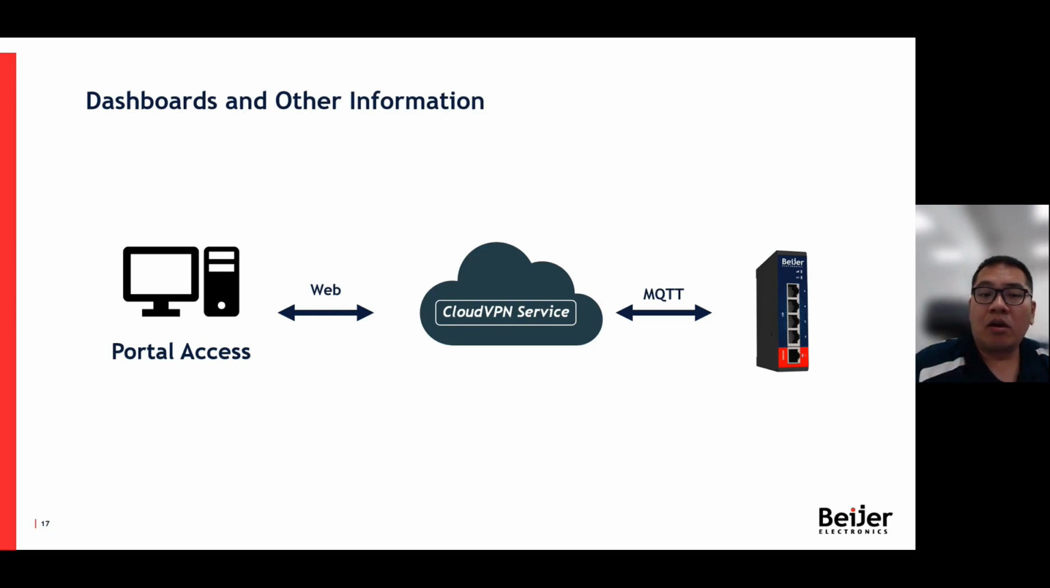Next, we'll talk about the different dashboards and other information that you see on the Cloud VPN, which is run by MQTT in this case. For example, whether your router is turned on or off is based on the MQTT information being updated by the router to the Cloud VPN service. From the Cloud VPN service, the web portal can show you whether the device is turned on or off, online or having issues. That's where the MQTT service comes in.